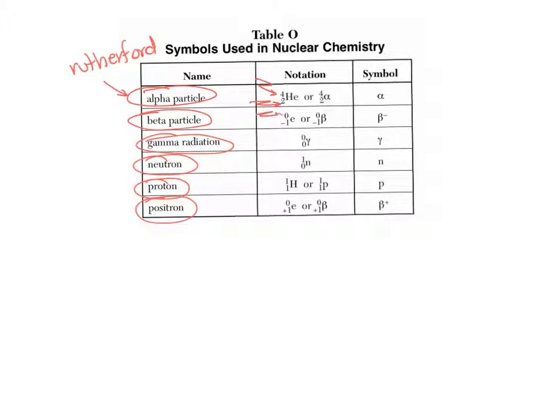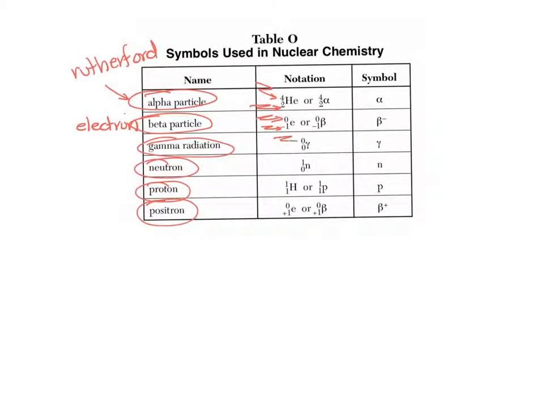Beta particles, also known as electrons, have a mass of 0 and a charge of -1. Gamma rays have no mass, no charge. Neutrons have a mass of 1, no charge. Protons have a mass of 1 and a charge of +1. And finally, positrons are positive electrons, and they have a mass of 0 and a charge of +1. Okay, so keep this table O in mind as we go through this.